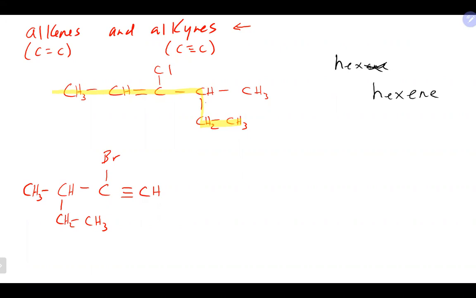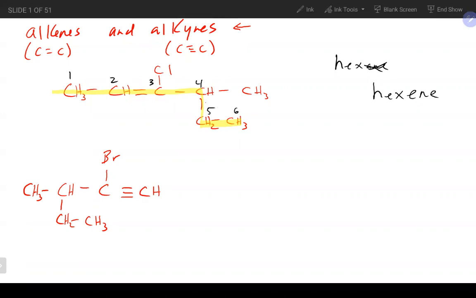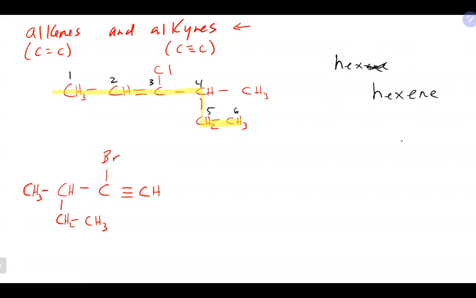Now, in terms of numbering, we want to go whichever way gives, in this case, the double bond the smaller number. So going left to right, 1, 2, 3, 4, 5, and 6. Our other option would be to head in the opposite direction, where that would be 1, 2, 3, 4, 5, and 6. Going in the first direction gives our double bond a location at carbon number 2, which is the way we want to number this. Question on that? So we don't want the other direction.